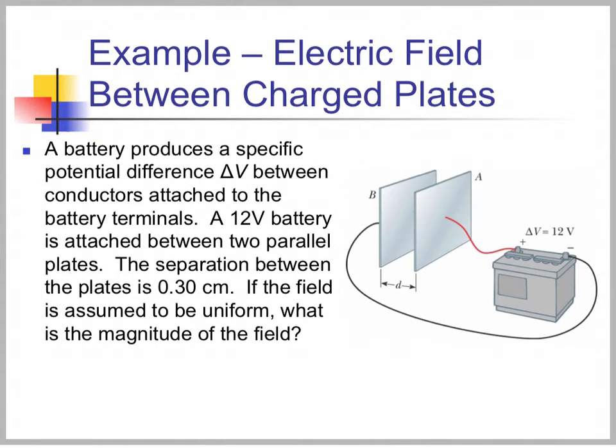Well, let's look at this example. A battery produces a specific potential difference, delta V, between conductors attached to the battery's terminals. A 12-volt battery is attached between two parallel plates. The separation between the plates is 0.3 centimeters. If the field is uniform in between those plates, what's the magnitude of the field?